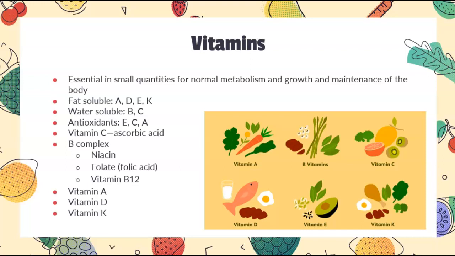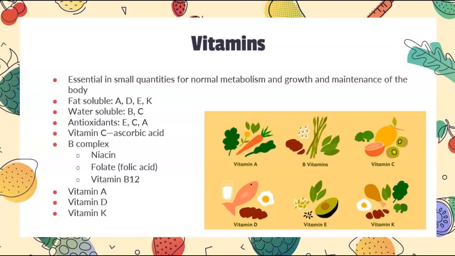B-complex vitamins include niacin, folate or folic acid, and vitamin B12. Niacin is important in the production of energy from glucose, and it's involved in repair of DNA. Niacin can be found in meat, poultry, fish, peanuts, enriched whole grain breads, and cereals.